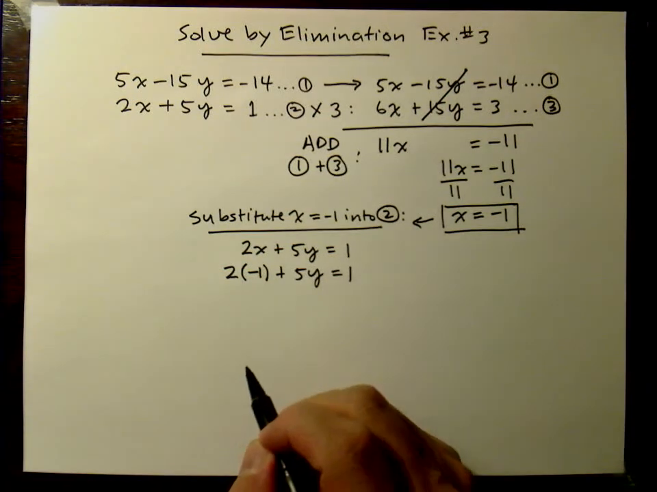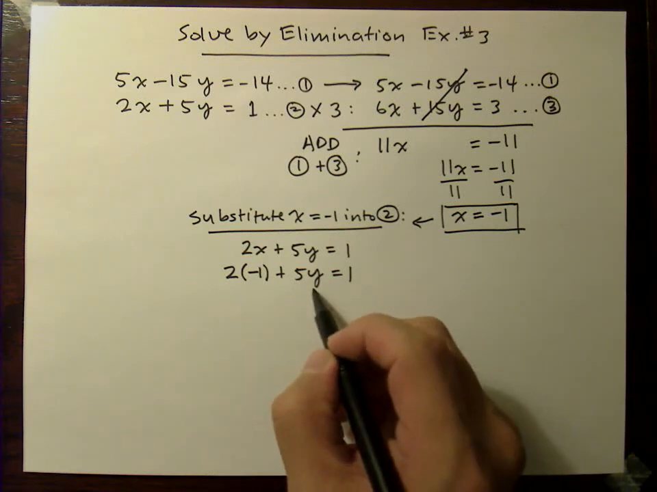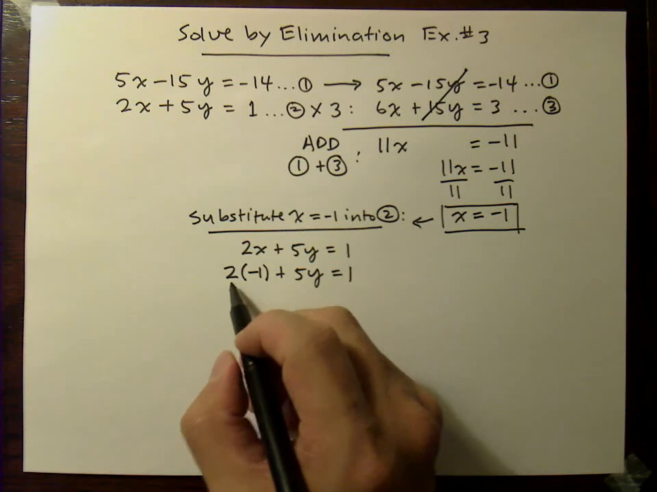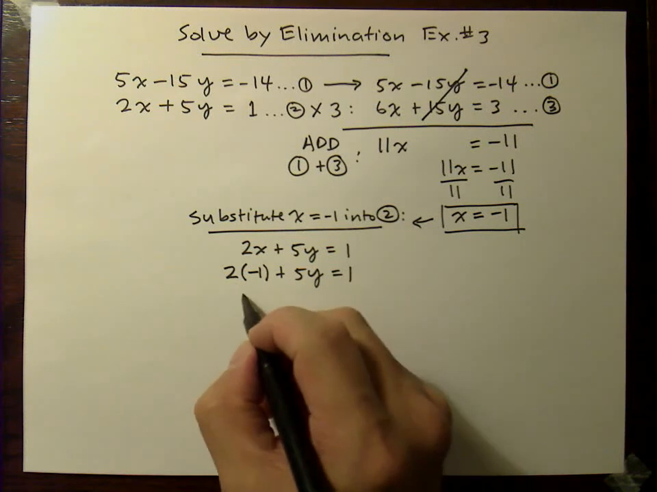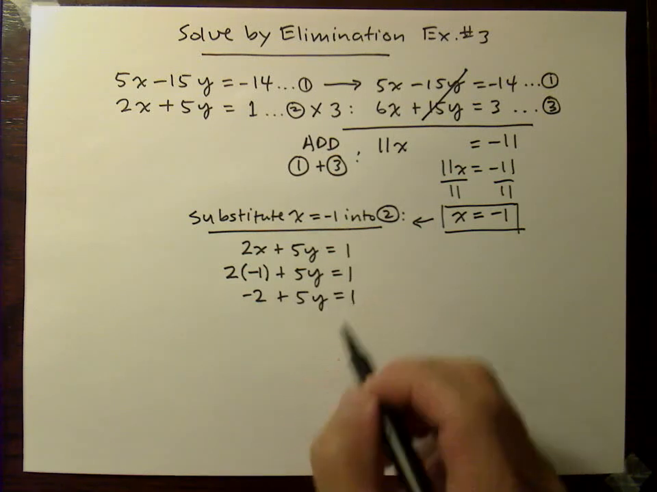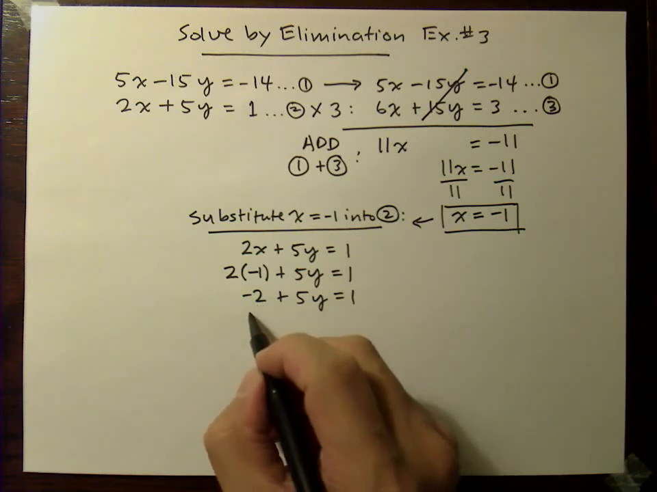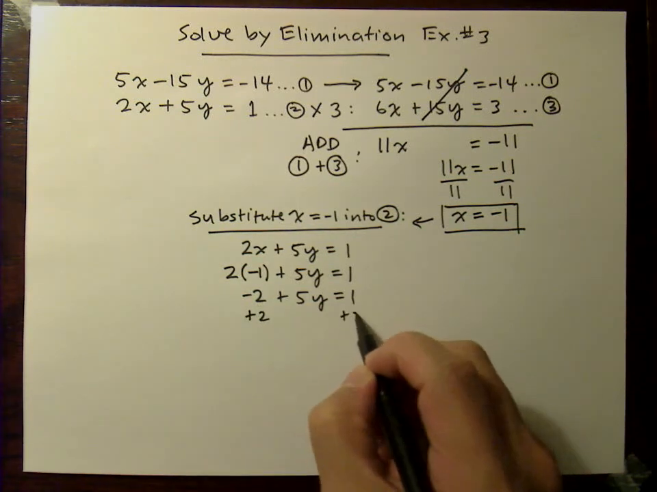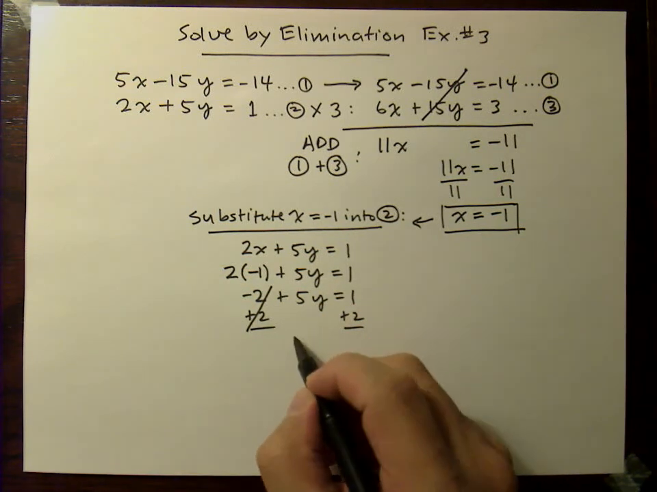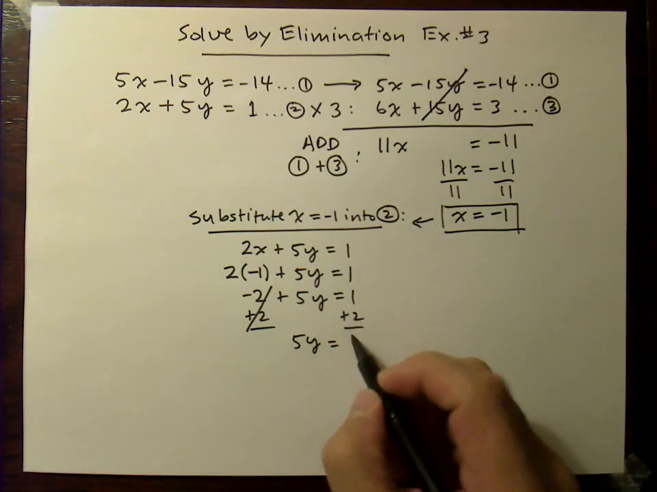And just copy out the rest of the equation. Now we have an equation with just y, in which case we can solve for y by simplifying. So let's simplify this side. 2 times negative 1 is negative 2. Copy the rest out. I want to isolate the y, so let's get rid of this negative 2 by adding 2 to both sides, which gets rid of the 2's on the left side, leaving just 5y is equal to 1 plus 2 is 3.